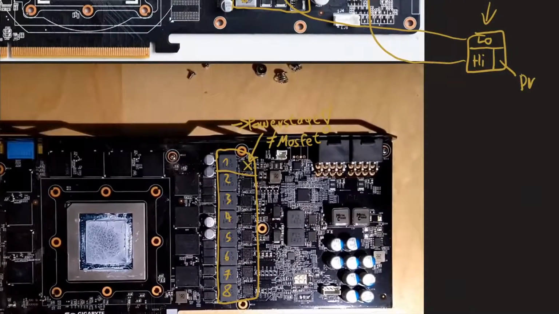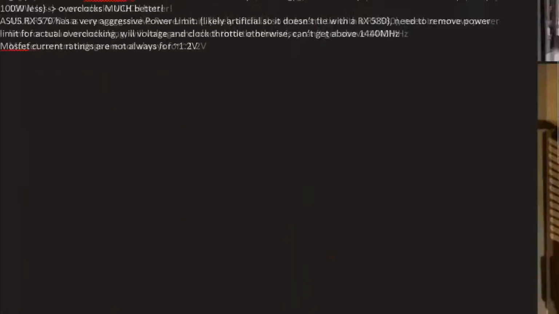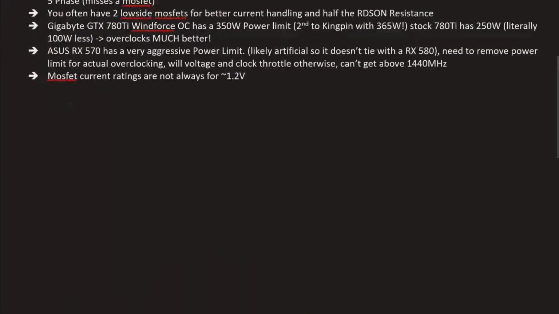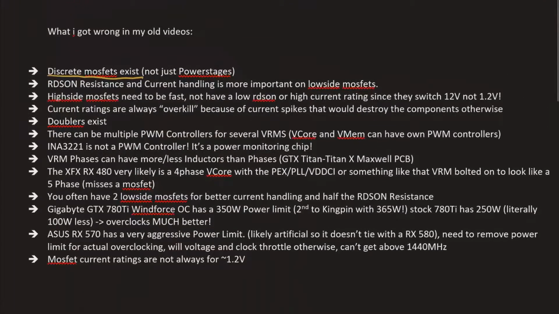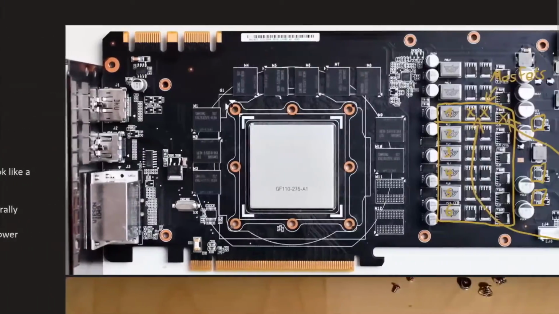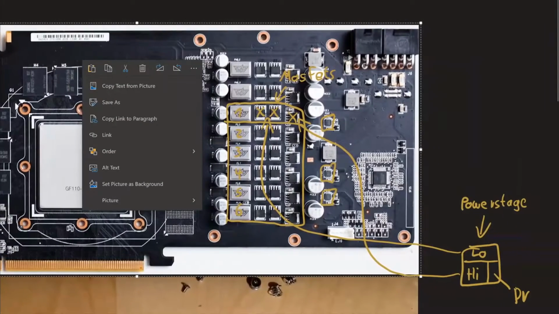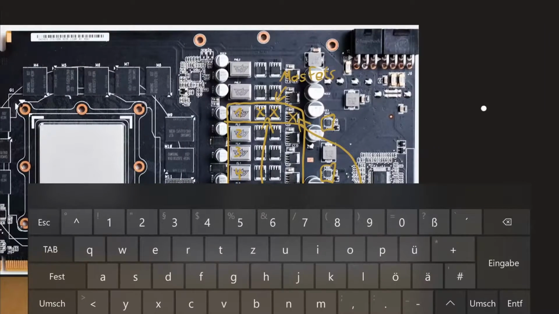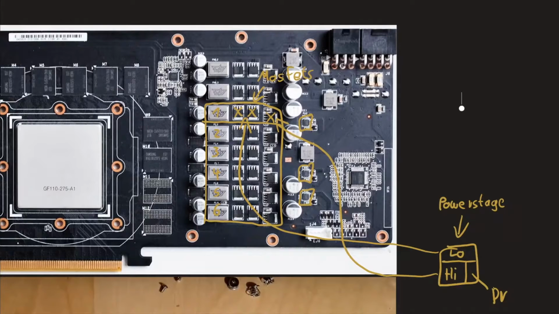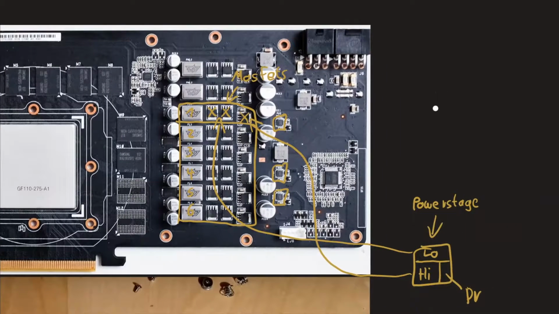So power stages are not MOSFETs. So now let's get to the list and talk about the second thing. Yes, RDS on resistance and current handling is more important on low side MOSFETs. So in some VRM videos I will be talking about RDS on resistance, and RDS on resistance basically is the resistance you have to go through when you turn on a MOSFET.